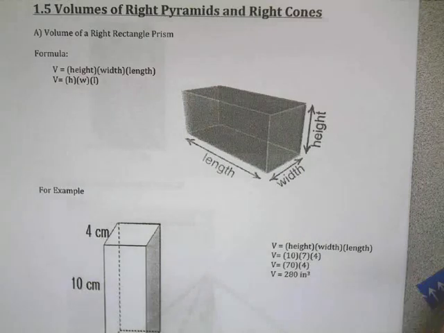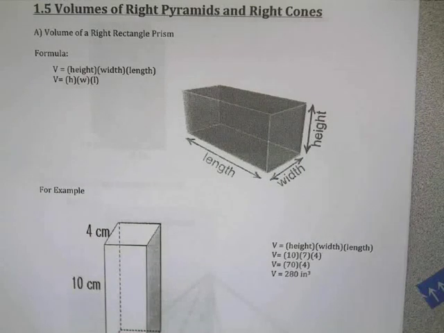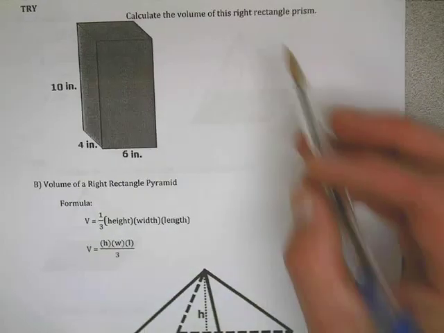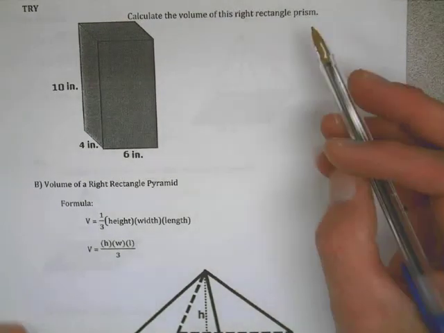Today we're looking at 1.5, volumes of right pyramids and right cones. So once again, there are formulas to follow. After you take a look at the notes and some of the examples, they then have us do a question. So we're going to try this question: calculate the volume of this right rectangular prism.